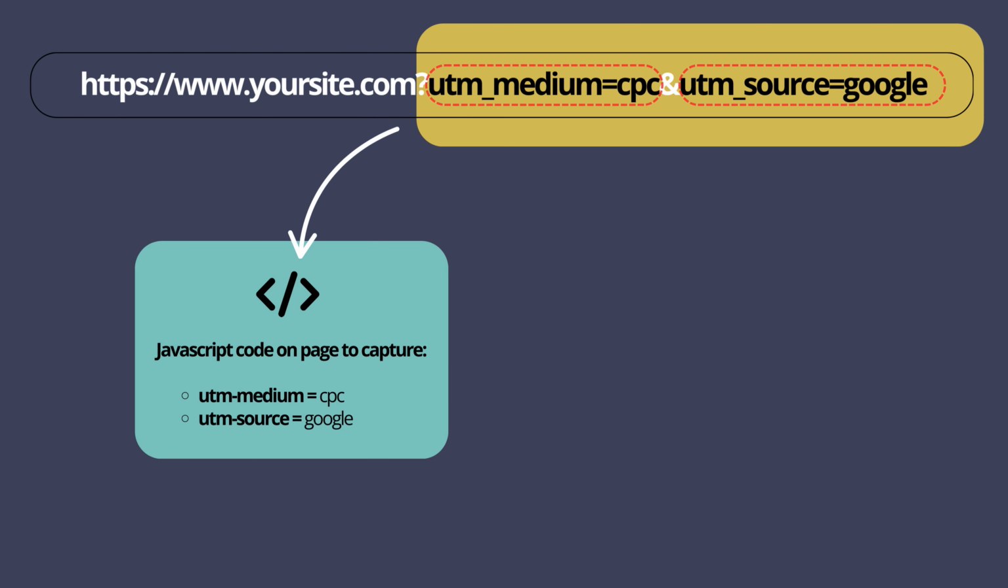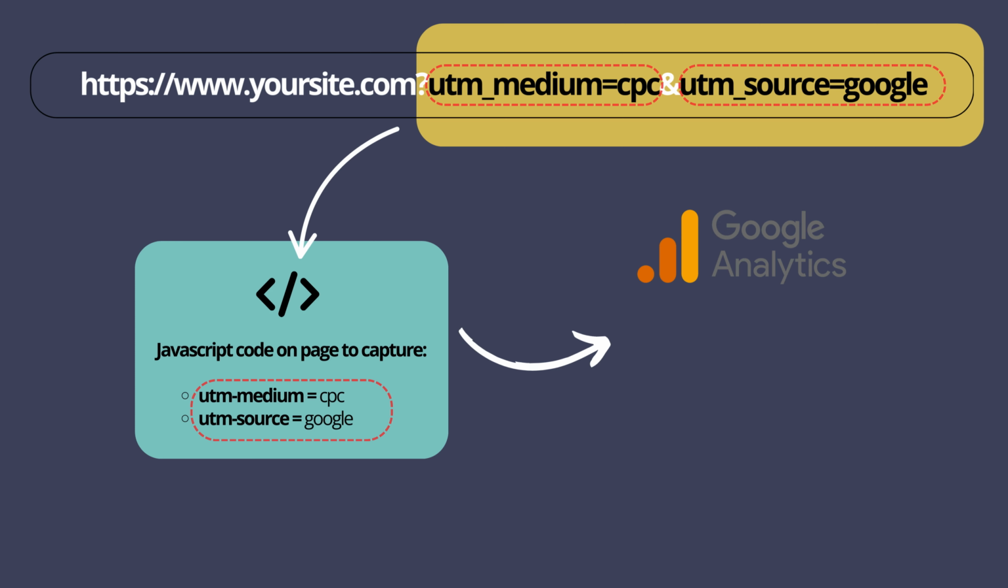After the user takes action on a page, such as placing an order or filling out a form, you will then be able to capture those URL parameters using code like JavaScript or Google Tag Manager, among other things. And this means that the UTM medium and source that you used will then be captured and data passed to different systems such as Google Analytics or your CRM.